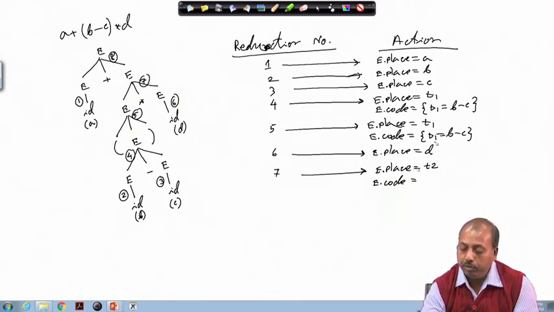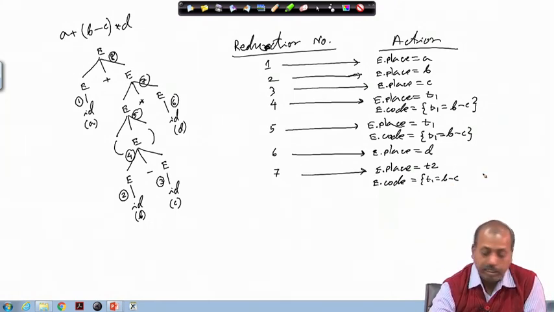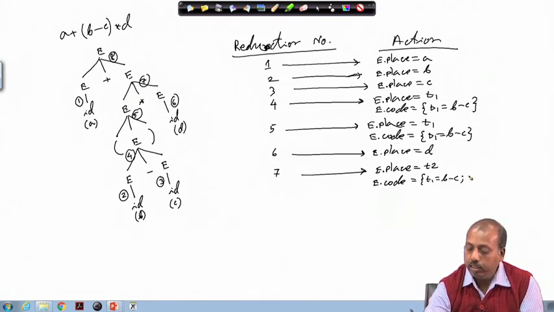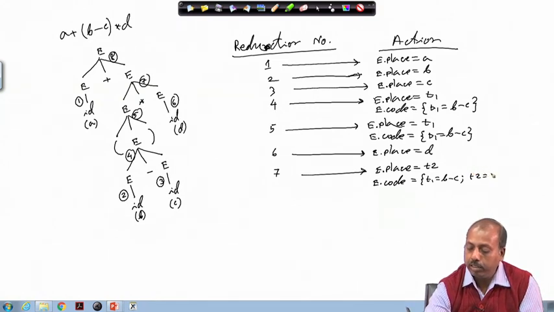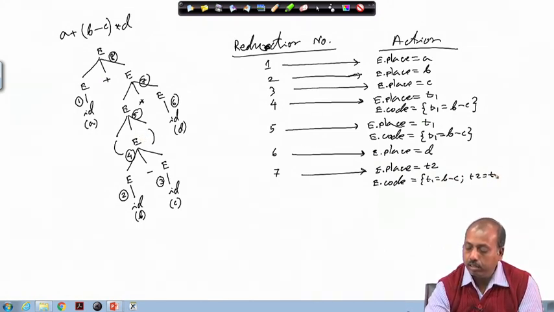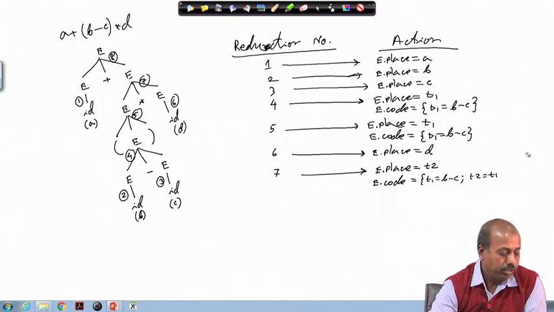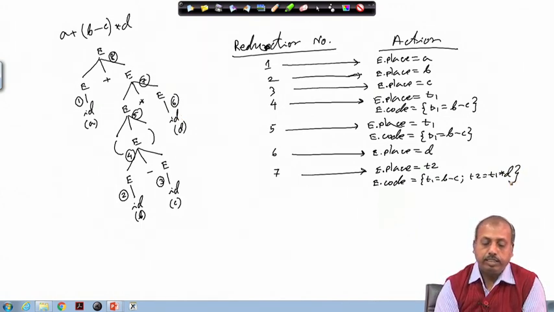So, 5's code is T1 equal to B minus C, then 6's code is null. So, there is nothing, and then it will generate another code, that is T2 equal to E1 dot place multiplied by E2 dot place. So, E1 dot place is from 5, that is T1. So, that is T1 multiplied by E2 dot place, that is D. So, this is reduction number 7.